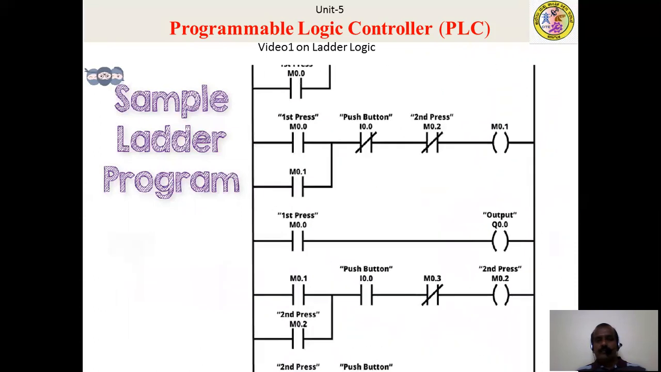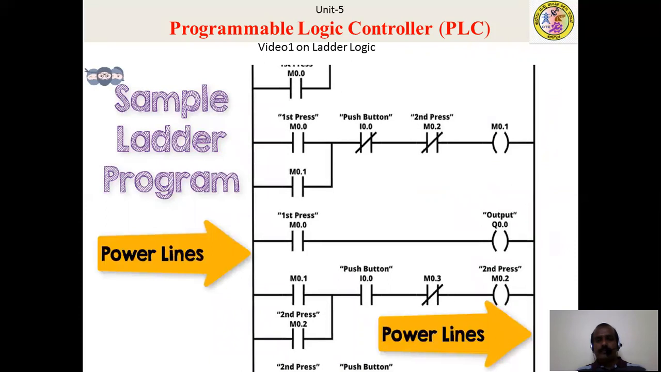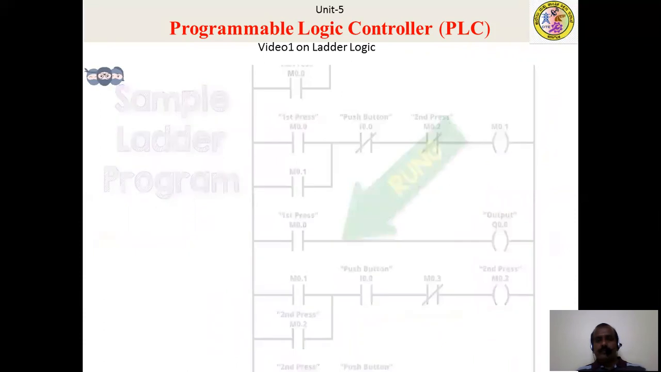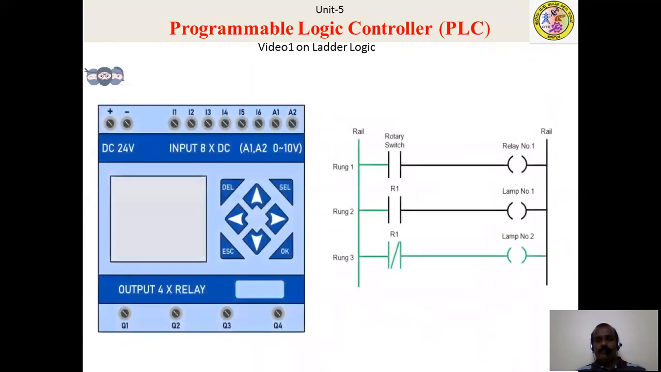We can see a ladder logic in front of us. The left and the right lines correspond to power lines. The horizontal lines where the component blocks are placed are called rungs. Once a ladder logic is written, the PLC processes the code from left to right and top to bottom.